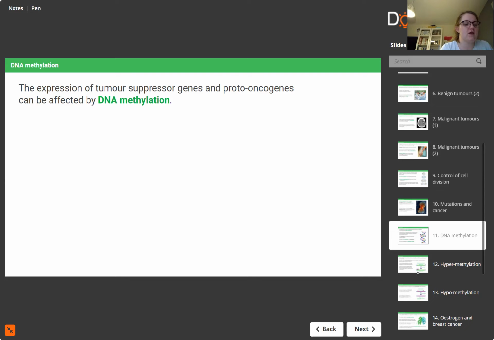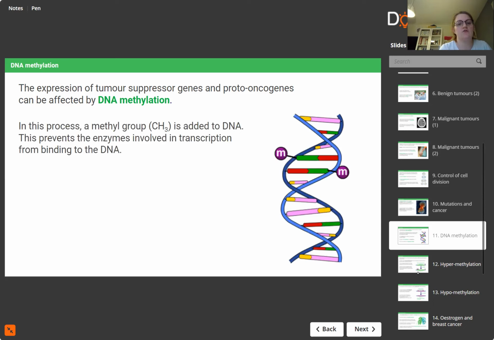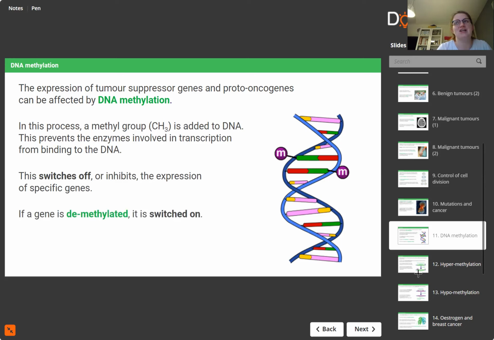Tumors can be caused by abnormal methylation of cancer-related genes, such as the tumor suppressor gene and the proto-oncogene. As we can see, the methyl groups have been added to the DNA, and the methyl groups present basically prevent enzymes involved in transcription from binding to the DNA at that site. If the DNA is over-methylated, it can block certain genes completely, which means those enzymes can't attach, and then those genes can't be transcribed and translated. So methylation switches off genes, so it inhibits their expression. If a gene is then demethylated, it's switched on. We've removed the methyl groups, and then it can be translated. So that's epigenetics, as we said.